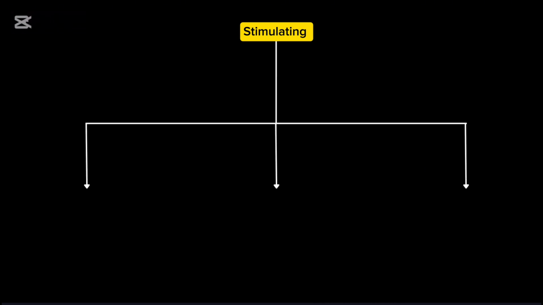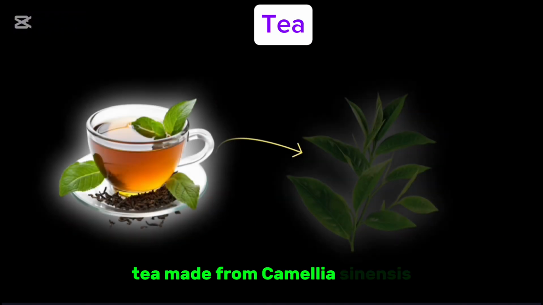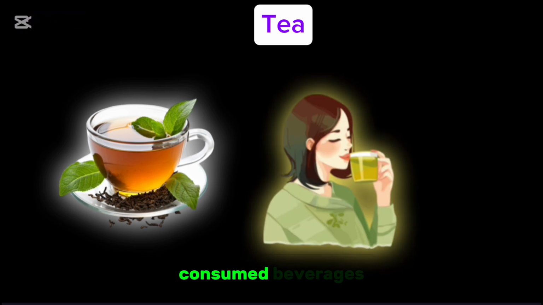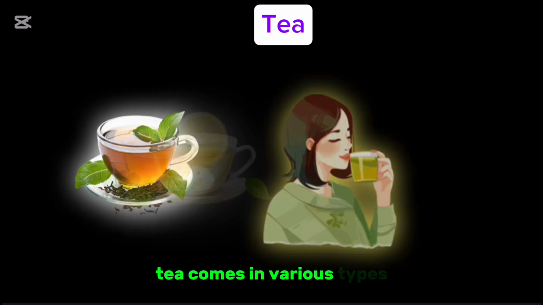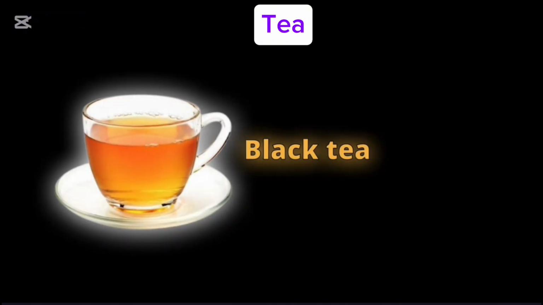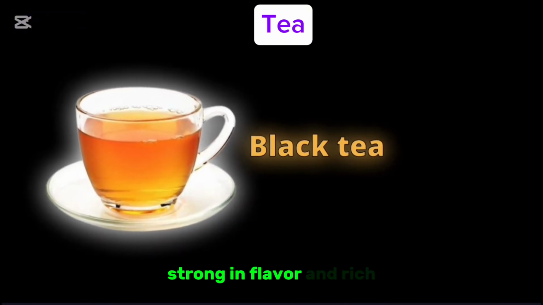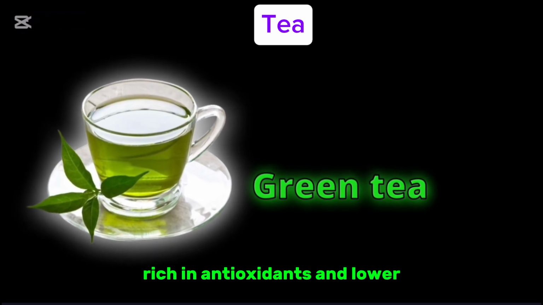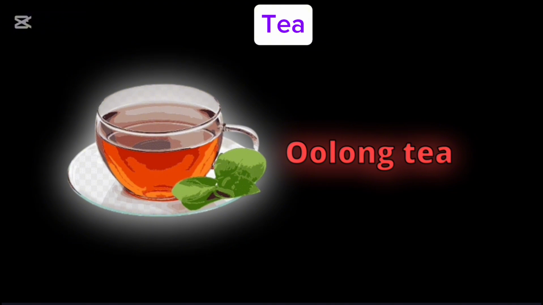Stimulating beverages include tea, coffee, and energy drinks. Tea, made from Camellia sinensis leaves, available in various types. One of the world's most consumed beverages, tea comes in various types, each with unique flavors and benefits. Examples are black tea, fully oxidized, strong in flavor, and rich in caffeine. Green tea, lightly processed, rich in antioxidants, and lower in caffeine. Oolong tea, partially oxidized, offering a balance between black and green tea.